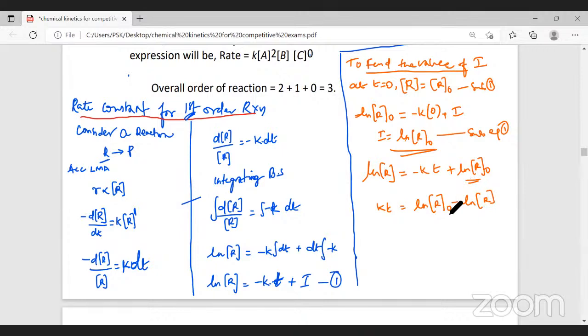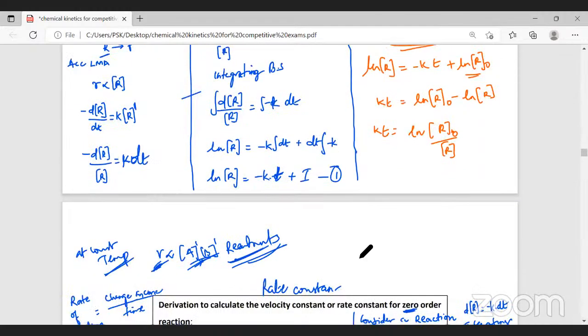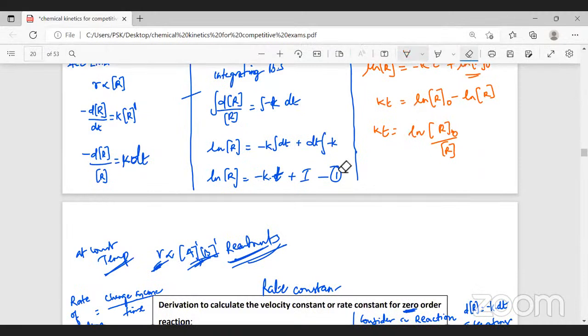Yes, sir. What is log A minus log B? Log of A by B, sir. So I can write natural log of R naught by R. Log A minus log B can be written as natural log of R naught by R.